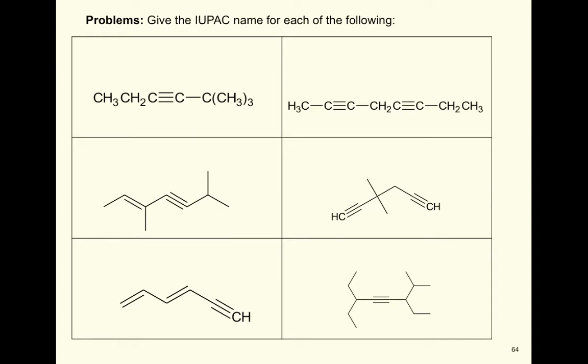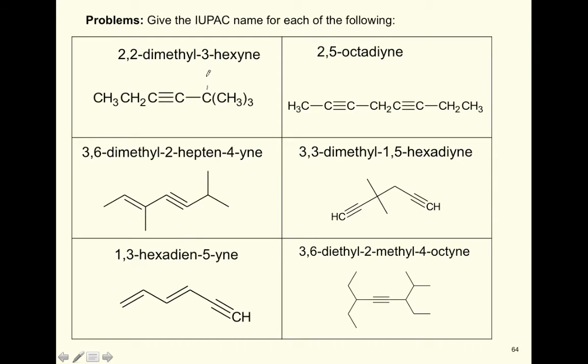Give the IUPAC name for each of the following. I tried to go ahead and add some interesting formats here, so be careful when you do these. Look for the longest continuous chain, which contains, if it has any multiple bonds, the entire multiple bond. Go ahead and pause the video, write out your answers, and come back and see how you did. Alright, in this situation I have 3 CH3 groups.